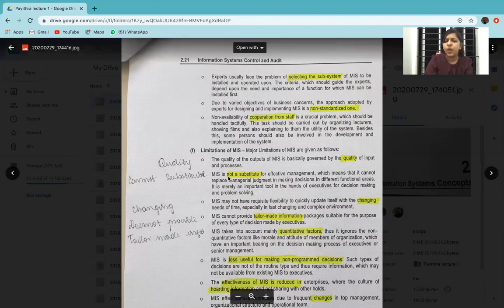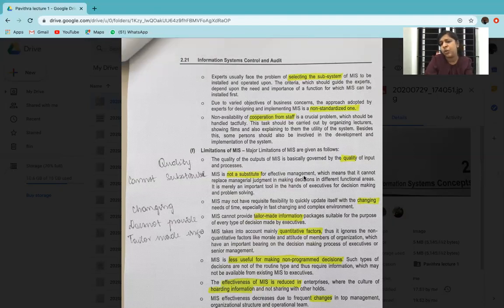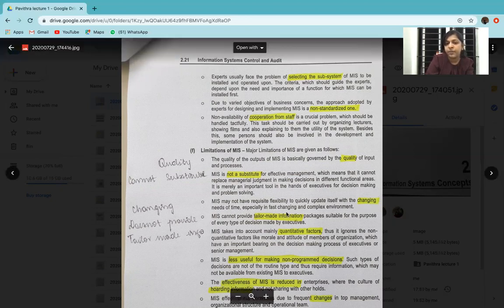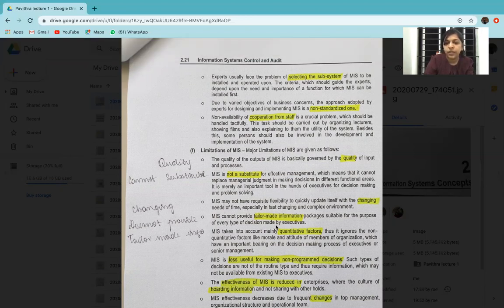However much we have an MIS, it is not a substitute for effective management. Humans cannot be replaced by the computer, so it is not a substitute for effective management. MIS has to be flexible because it has to meet the changing needs of time. If it's not going to meet the changing needs of time, then MIS is going to be obsolete. And MIS cannot provide tailor-made information. They can only provide standard ways of information. And MIS takes into account mainly quantitative factors and ignores the qualitative factors.